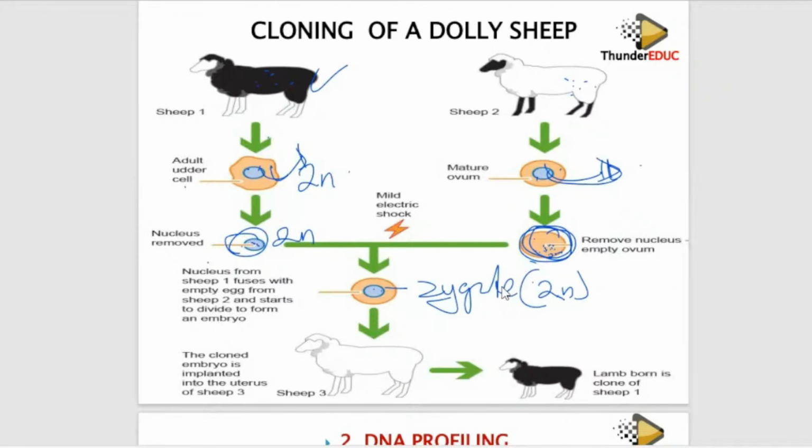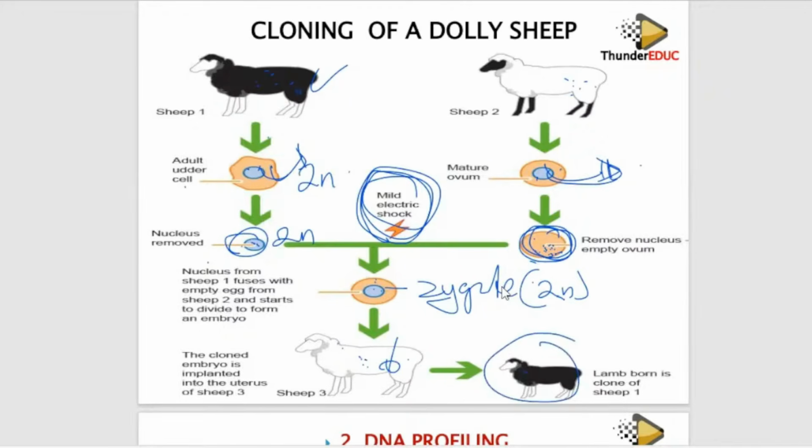Yes, you understand? So now, which method do we use? They also ask you about the method. It is mild electric shock. Then you have here the foster mother, and we bring this and put it in here, and after putting it here, this one starts to develop, develop that embryo, and then it forms the baby. This baby is exactly the same as this.